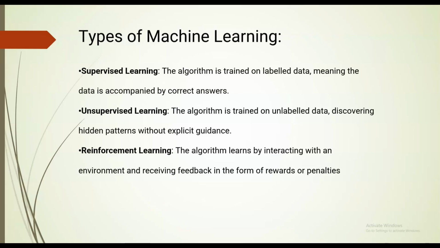What are the types of machine learning? First is supervised learning. It is the algorithm that is trained on labeled data, meaning that the data is accompanied by correct answers. Unsupervised learning, the algorithm is trained on unlabeled data, discovering hidden patterns without explicit guidance. And the third one is reinforcement learning, when the algorithm learns by interacting with the environment and receiving feedback in the form of rewards or penalties.